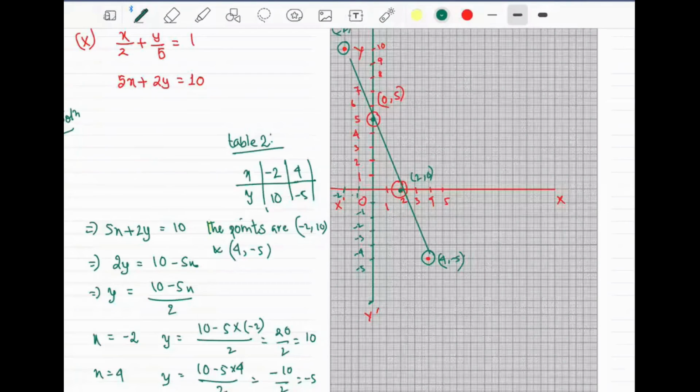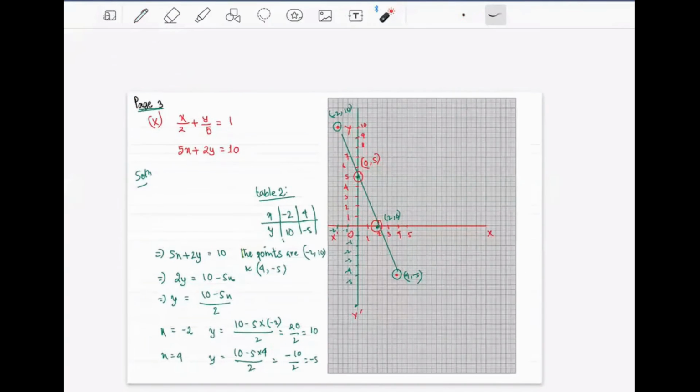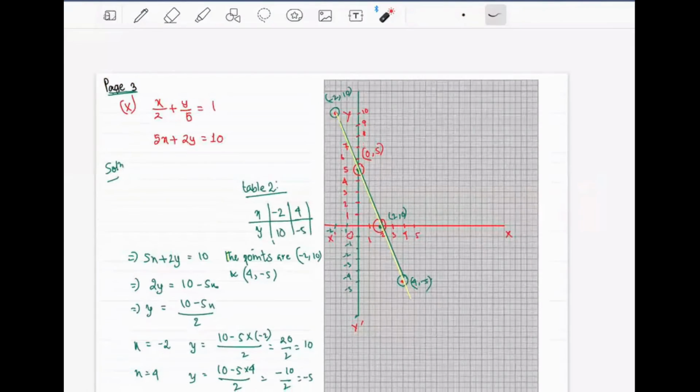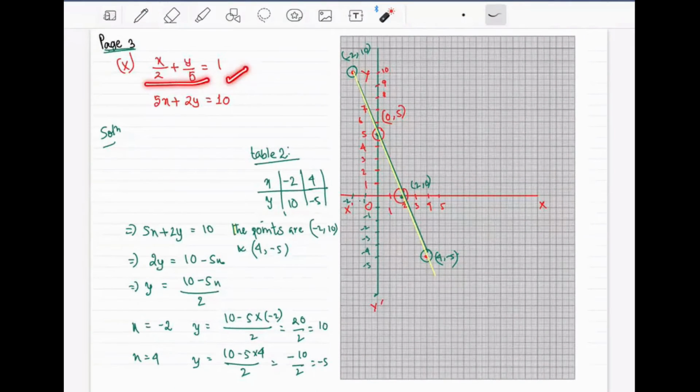What are the points that we need to join in order to obtain the graph for 5x plus twice y is equal to 10? These two, right? If I join minus 2, 10, and 4, minus 5, we are going to get the same line as the previous one. It's one above the other, right? So if I draw it with the yellow, it's the same line. The graph for x by 2 plus y by 5 equal to 1, that is 5x plus twice y is equal to 10, gives us the same line, even if we take different values of the points.